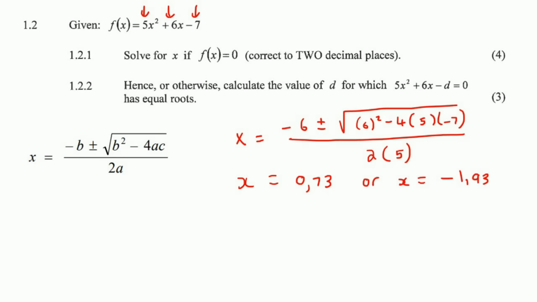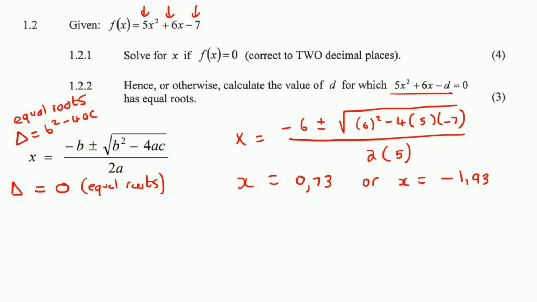The next one: hence or otherwise calculate the value of d for which this has equal roots. Okay, so what we must remember is that if they say equal roots, then we need to remember the discriminant, which is b squared minus 4ac. Now that discriminant, we must make equal to 0 if we want equal roots. So we're going to take the discriminant, so it's b squared minus 4ac. So it's 6 squared minus 4, now a is 5, and c would be negative d.